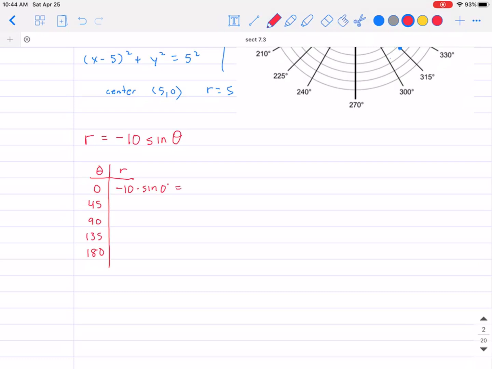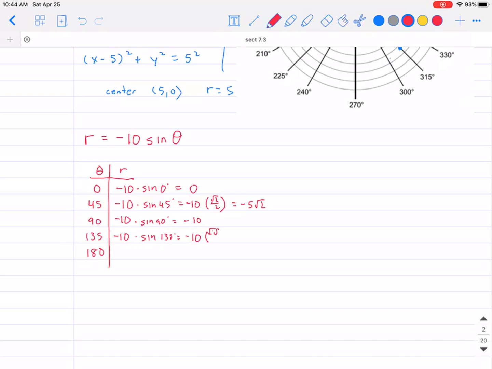For the first one, theta is equal to 0. That's negative 10 multiplied by the sine of 0 degrees, which is equal to 0. For 45 degrees, you get negative 10 times the sine of 45. That is equal to negative 10 multiplied by root 2 over 2, so that's equal to negative 5 root 2. For 90 degrees, we get negative 10 times the sine of 90, so that gives us negative 10.